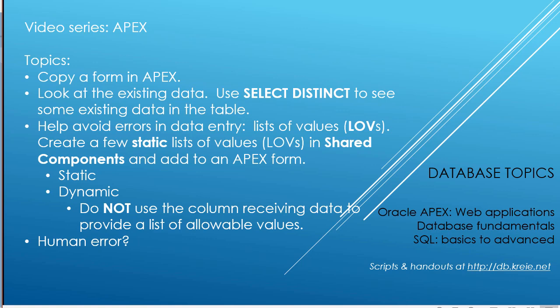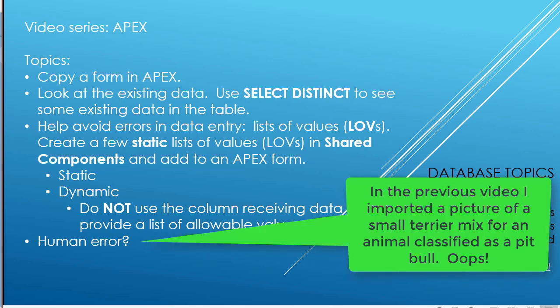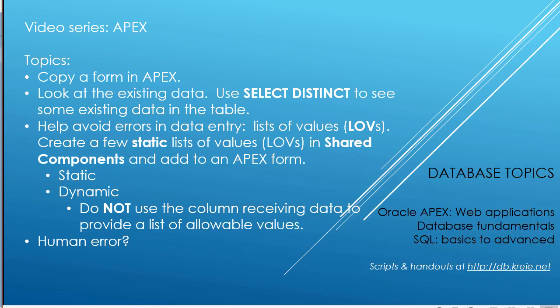Human error. Someone pointed out in my previous video that I did something that was just basically incorrect. It didn't really have any impact on what I was trying to illustrate, but what I did was import a picture of a little Chihuahua Terrier mix, even though the record I was modifying was for a pit bull. Human error. It's always there, and sometimes the software development tool really can't prevent that.